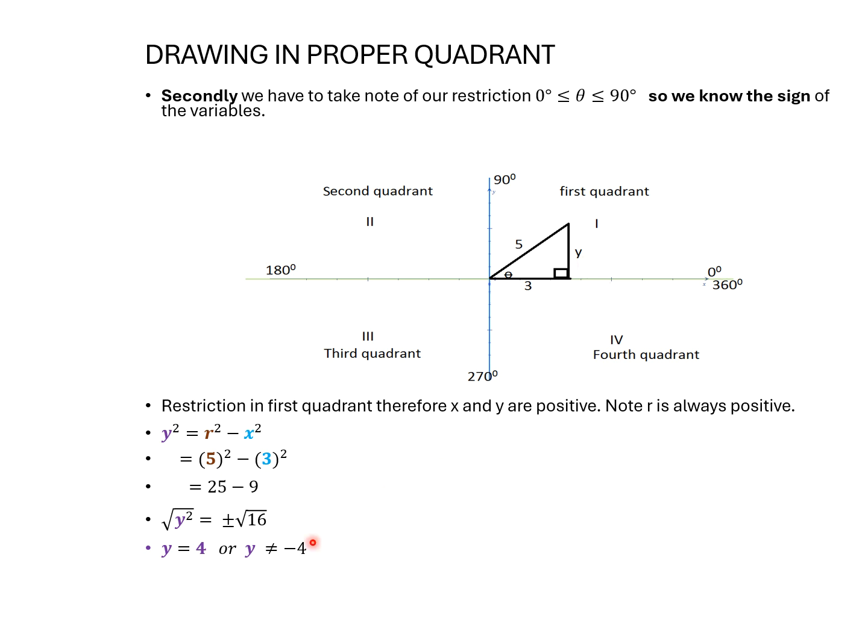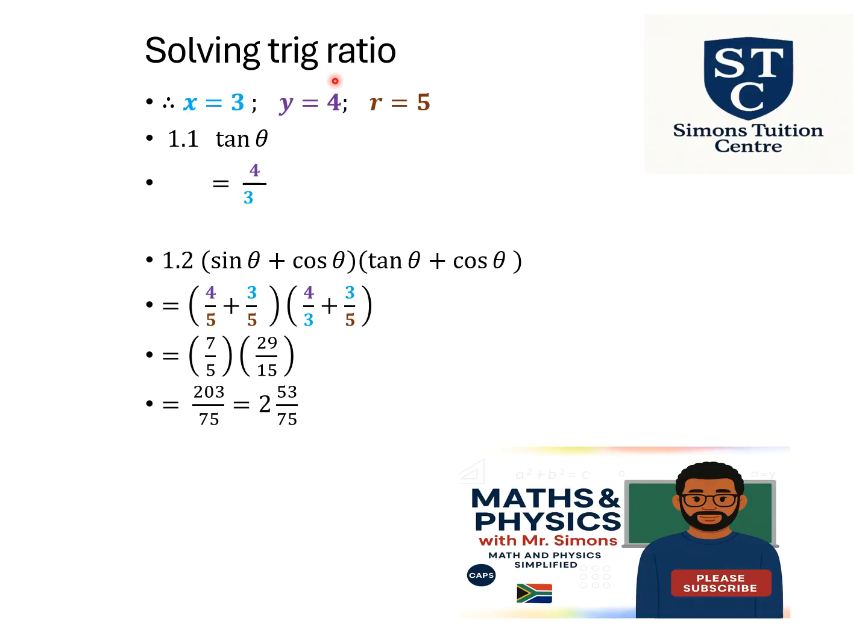So now I have my x, my y, and my r values. So basically from here, I can solve whatever problem they give to me, if I understand and know my trig ratios. Very important. So solving trig ratios: x equals 3, y equals 4, r equals 5. Tan theta is y over x. So y is 4 and my x is 3. So therefore that is 4 over 3.